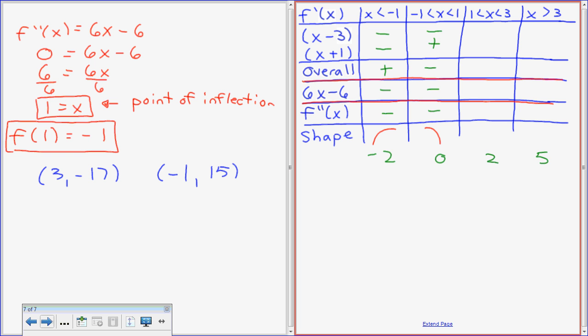2 minus 3 is a negative. 2 plus 1 is a positive, so that's still a negative. But 2 times 6 is 12 minus 6 is a positive. So we're going to have a negative graph that's getting more positive. Well, that's going to look like this. Okay? It's still negative, but it's getting more positive. And finally, x is greater than 3.